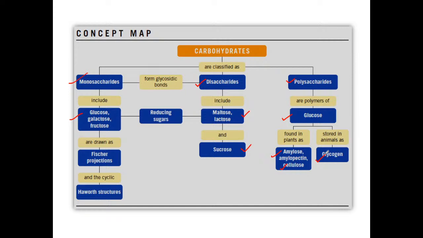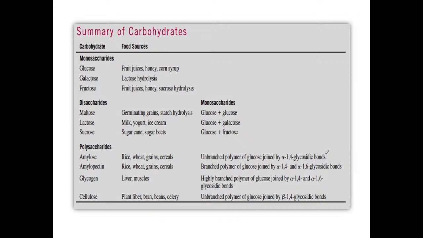Again, from the food source perspective, this tells us which kind of sugar is good for us. The highest sugar level is present in fruit juices like mango, grapes, and lychee, which are coming into the market at the moment. Sources include fruit juices, honey, glucose, maltose from germinating grains, milk, yogurt, ice cream, sugar cane, sugar beets, and so on. Polysaccharides come from rice, wheat, and grains, glycogen from liver and muscles, and cellulose from plant fibers, bran, and beans.